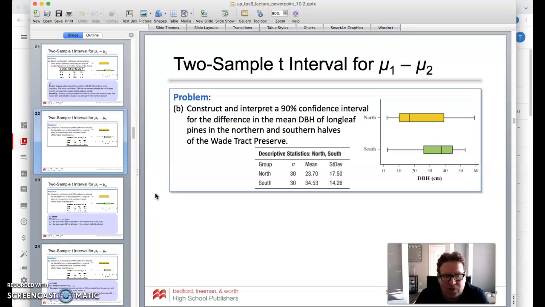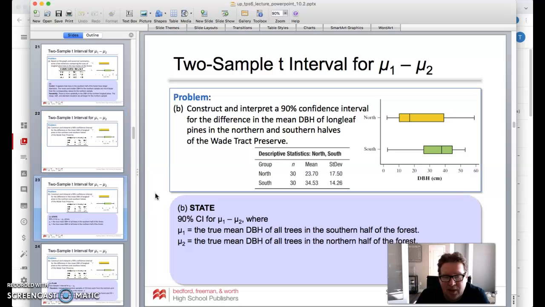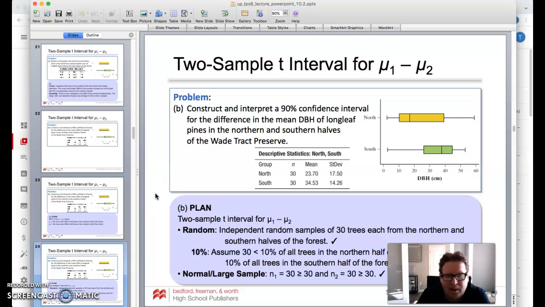Now let's talk about constructing the 90% confidence interval. So state: we're going to construct a 90% confidence interval for the difference in means, where μ1 is the true mean in the southern half and μ2 is the true mean in the northern half. All right, plan. So we want to do a 2-sample t interval for the difference in means.